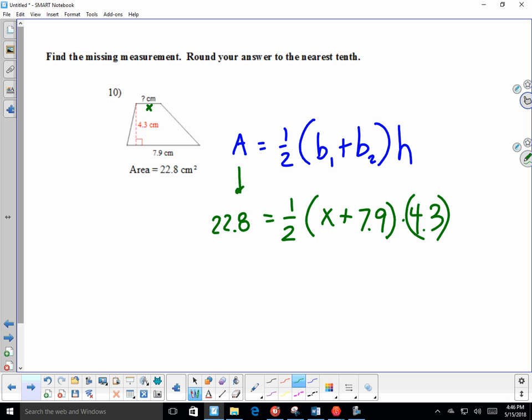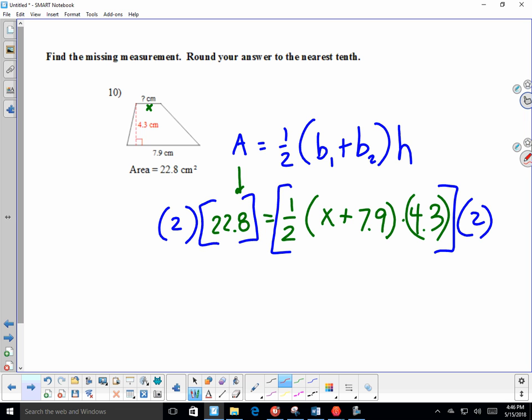All right, so in this case, if I'm multiplying this out, it might be good to multiply both sides of the equation by 2. Why would I do that? Well, if I do that, then this 2 here divides out with this 2 here, and I'm just left with x plus 7.9 that I have to multiply by 4.3, and over here I get 2 times 22.8, which on your calculator, that'll be 45.6.